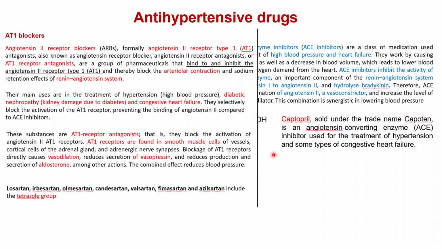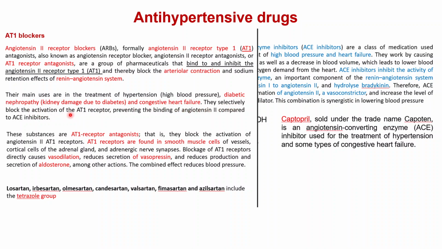Then we have the AT1 blockers. These are the angiotensin 2 receptor blockers, formerly angiotensin 2 receptor type 1 AT1 antagonists, also known as angiotensin receptor blockers. These are a group of pharmaceuticals that bind to and inhibit the angiotensin 2 receptor type 1, thereby blocking arteriolar contraction and the sodium retention effects in the renin angiotensin system. Their main uses are in the treatment of hypertension, diabetic nephropathy, kidney damage due to diabetes, and congestive heart failure.